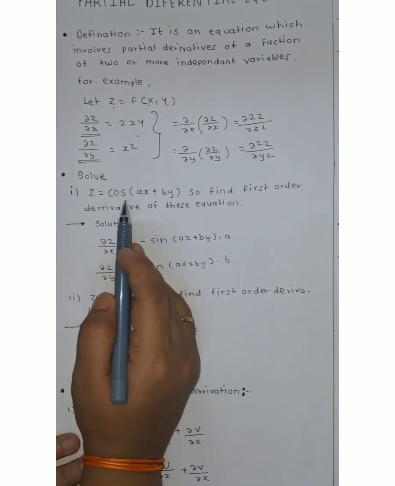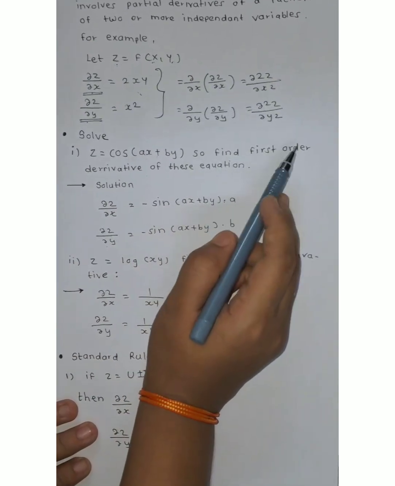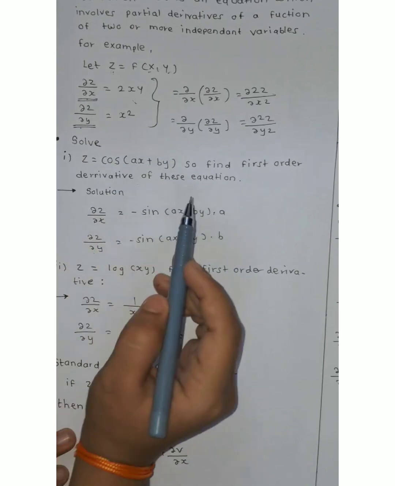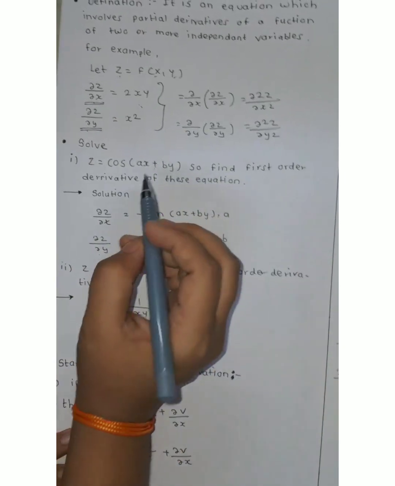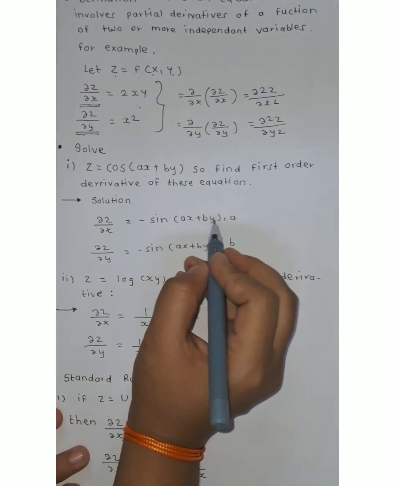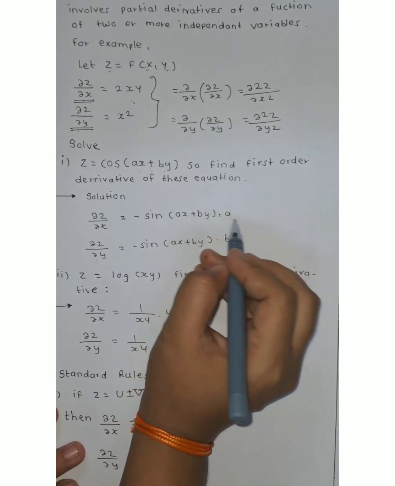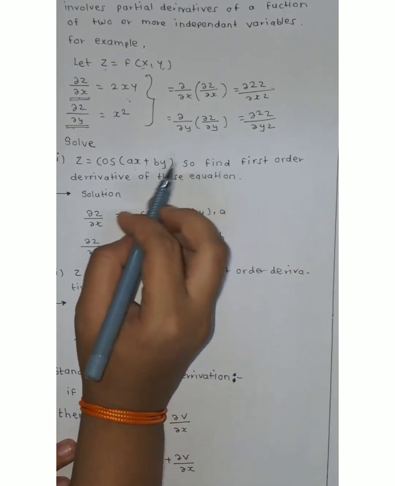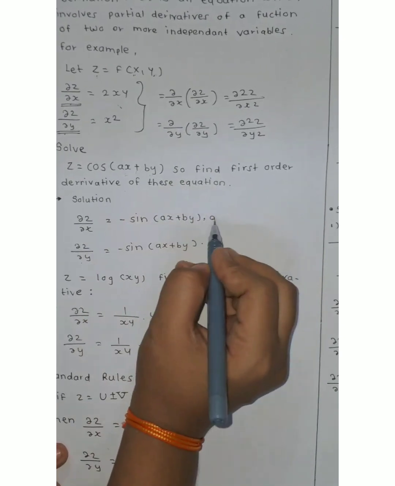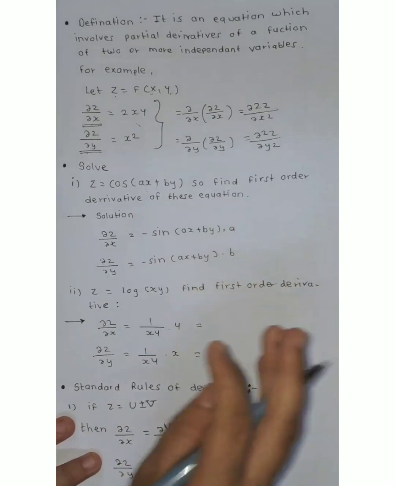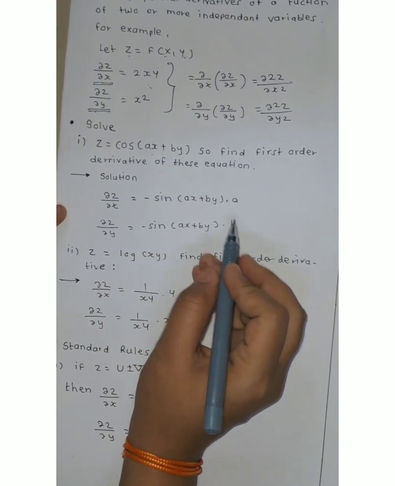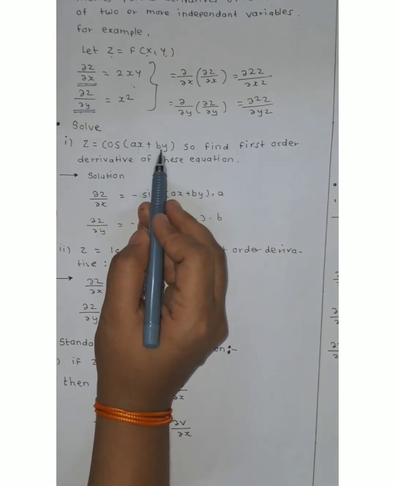First problem: z = cos(ax + by). Find the first order derivative of this equation. So the solution is, we know the derivative of cos x is equal to minus sin x. So ax + by is in terms of x. So ∂z/∂x will be minus sin(ax + by) into a. Here y is a constant, because we are taking the derivative with respect to x and keeping y constant, so its derivative is 0. The derivative of ax will be a. So ∂z/∂y will be minus sin(ax + by) into b.